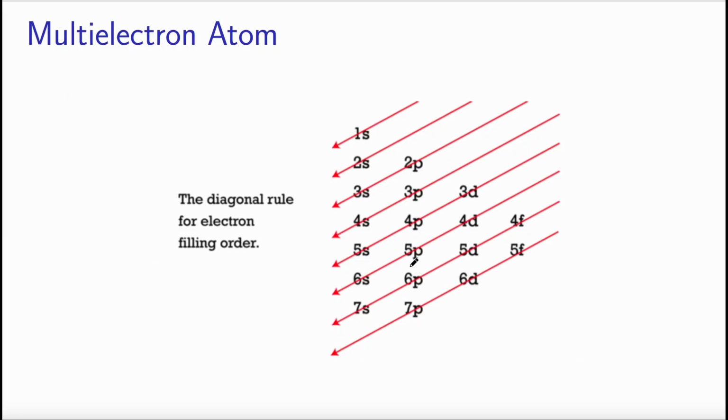So what does it mean? This is the diagonal rule, which tells us about the Aufbau principle. We are talking of multi-electron atoms. Multi-electron means we can have more than one electron.